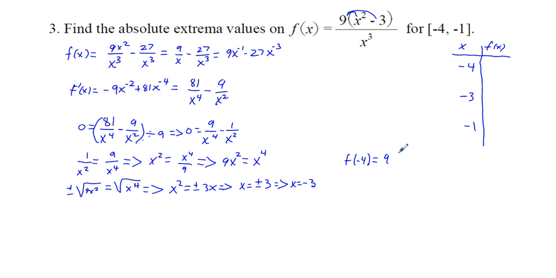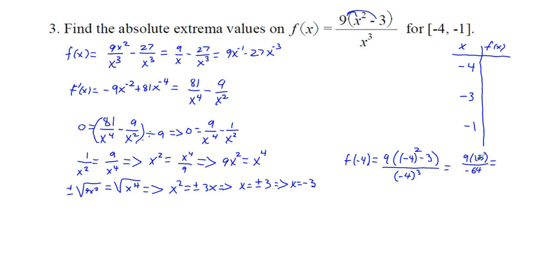Well, we have 9 times -4 squared minus 3 over -4 cubed. And working to the right here, -4 squared is 16 minus 3, that's going to be 13. So we have 9 times 13 over, in our denominator, -4 cubed, which is going to be -64.